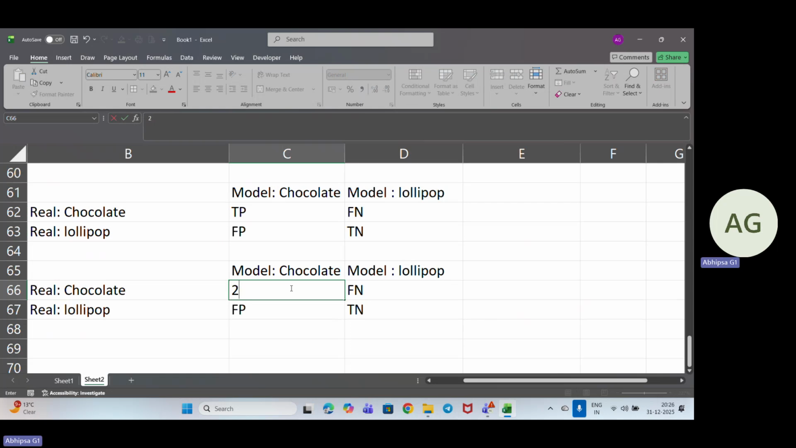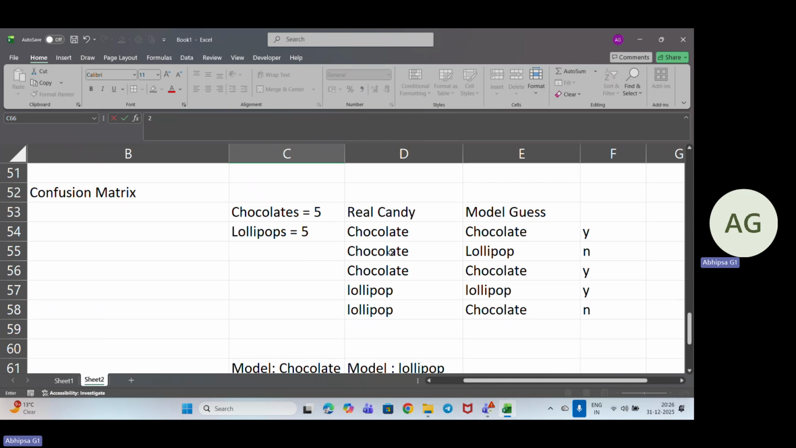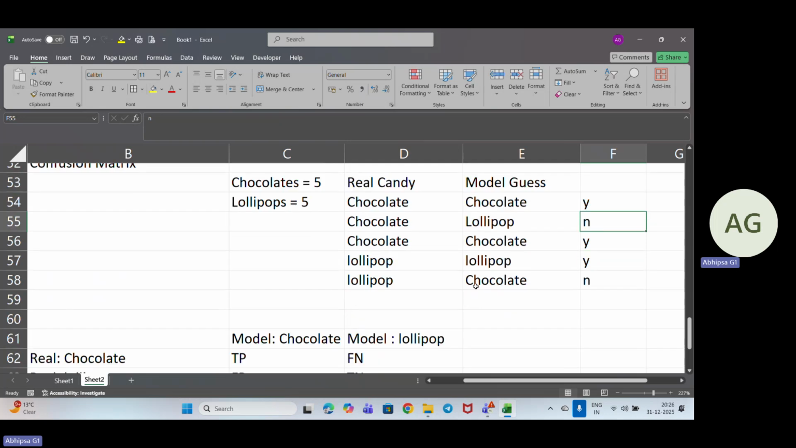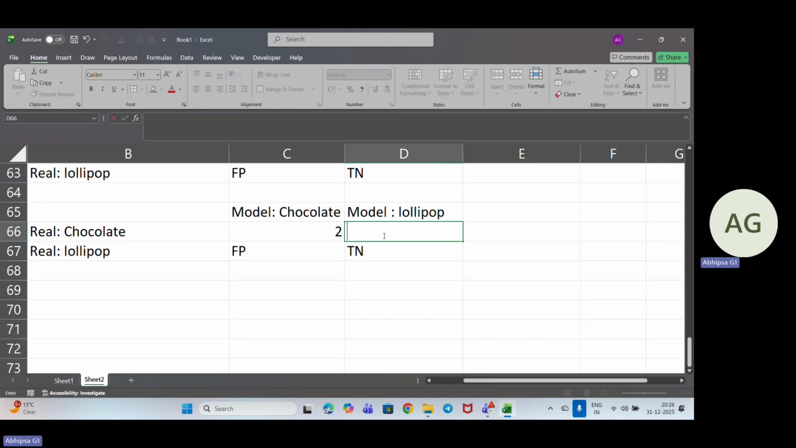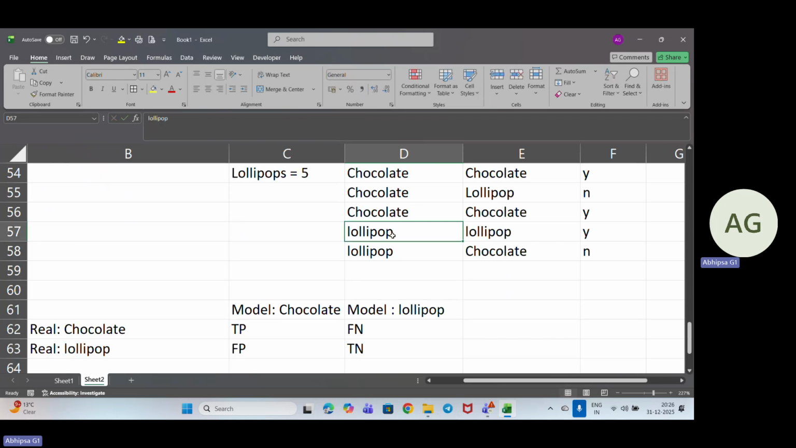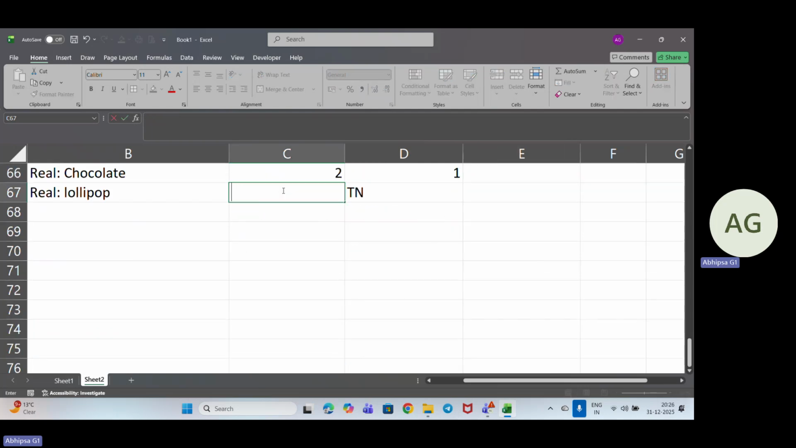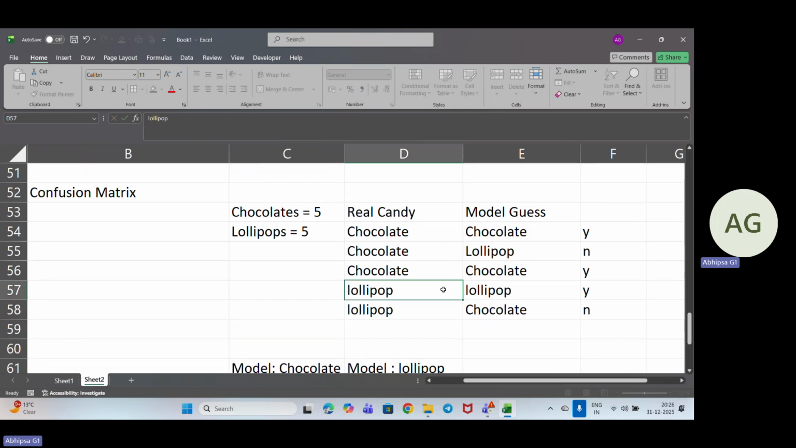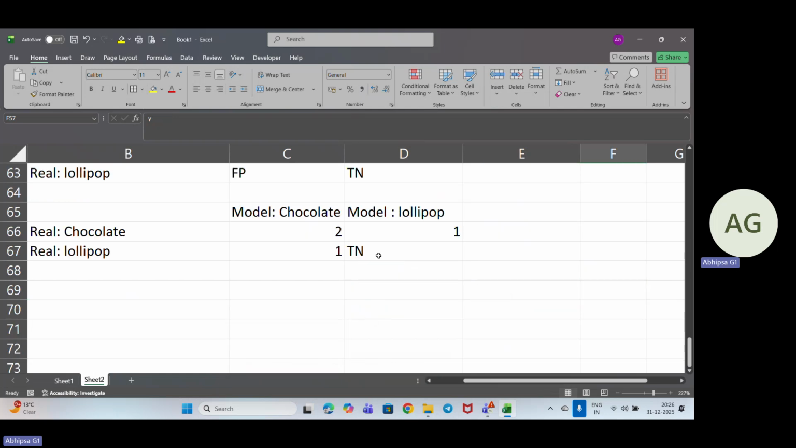Okay. Now here we have chocolate and lollipop. Chocolate and lollipop, that is false negative. That is, it has not predicted correctly. That we have got 1. So we will be putting it here as 1 like this. Now lollipop with chocolate, and it is false positive. So false positive we will be getting 1. And lollipop lollipop, that is a true positive, that we will be getting as 1 here. So this is about it.